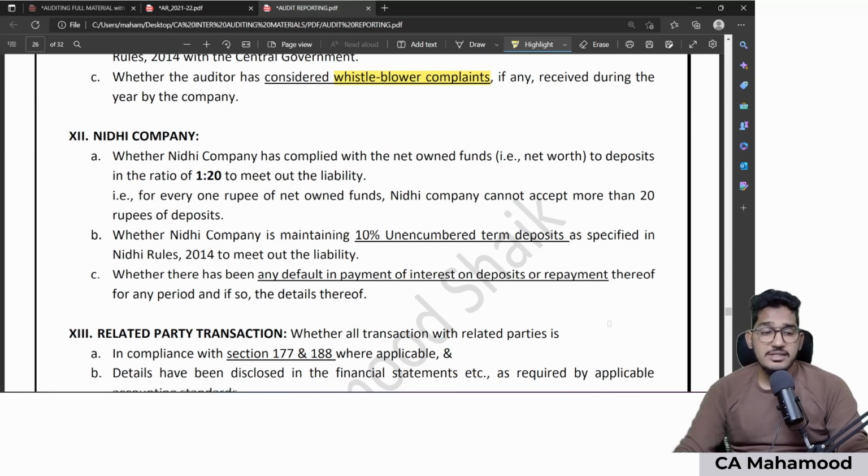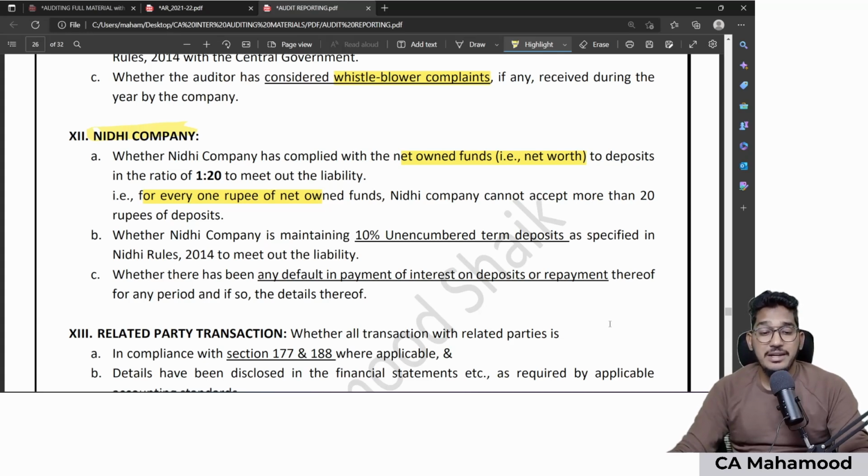Next, the 12th point is regarding Nidhi companies. In case you are conducting the audit of a Nidhi company, you need to check 3 points. First, whether the net owned funds to deposits ratio is 1:20. This means for every 1 rupee of net owned funds of a Nidhi company, they can accept a maximum of 20 rupees of deposits only. If they have 1 lakh rupees of net owned funds, they can accept a maximum of 20 lakh rupees of deposits only. So I need to check whether this ratio of 1:20 is met or not.